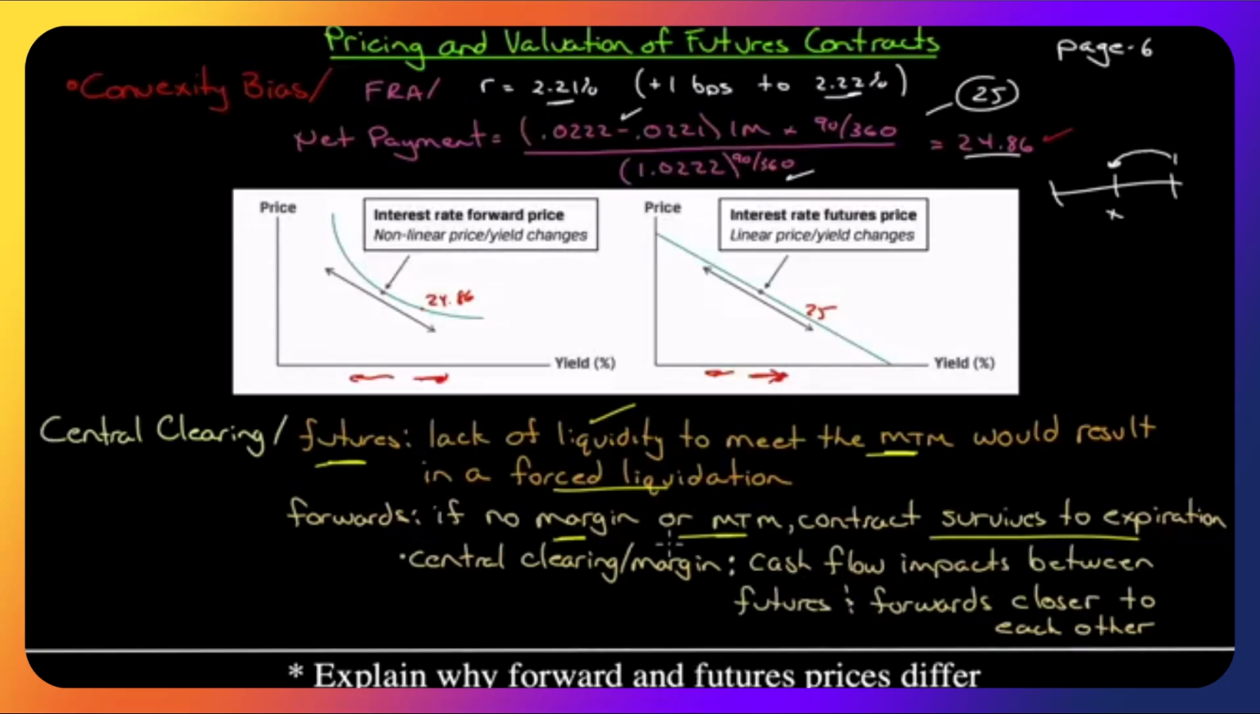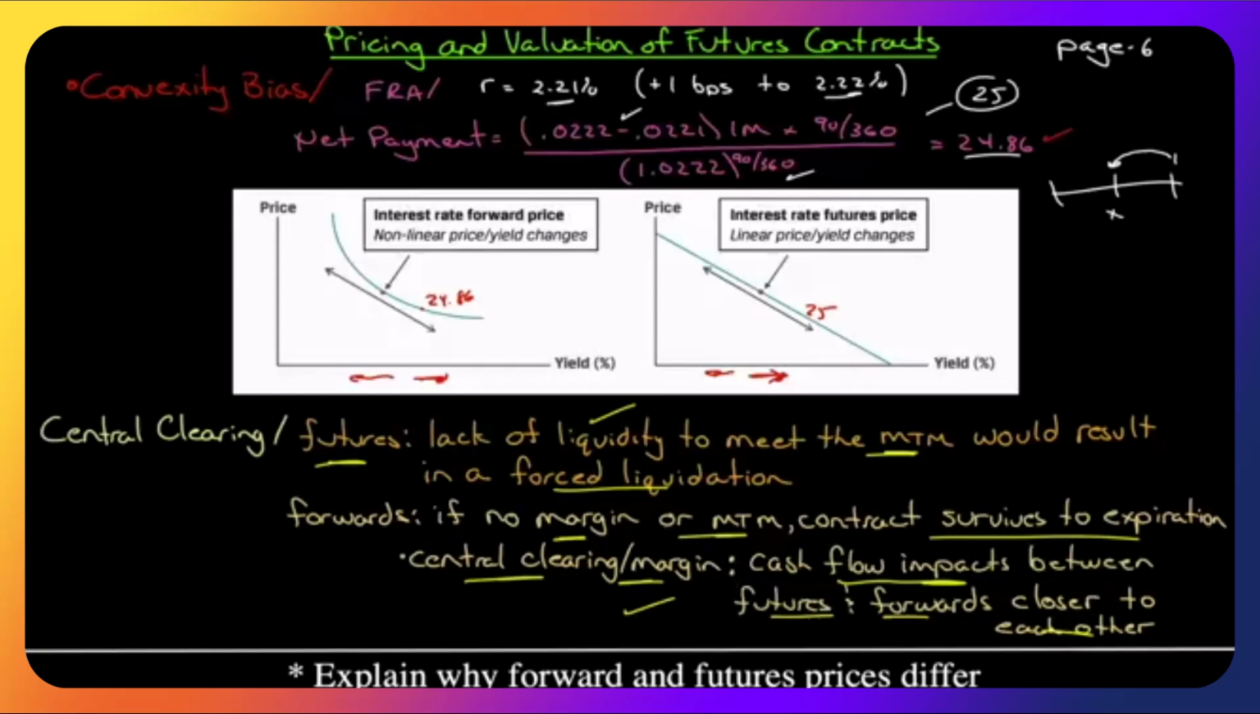You'll be good. If, however, the forwards have a central clearinghouse, or if the forward contract is such that it has to be cleared through a central clearing and margin is required, you have a situation where the cash flow impacts between the futures and the forwards become closer to each other. So earlier we demonstrated the desirability of being in a futures contract if futures prices and interest rates were positively correlated because of the mark-to-market. Well, if the forwards have to do the same thing, then none of that matters. There is no benefit to the forward or no benefit to the futures.